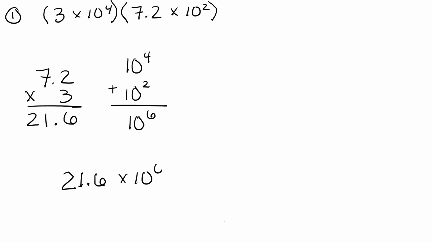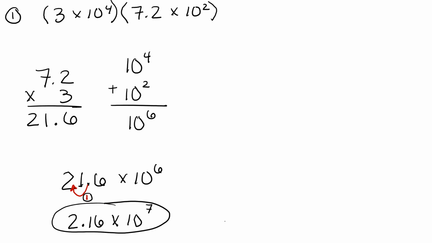Now, when we have this answer, 21.6 times 10 to the 6th power is not in scientific notation. Remember, we always want that decimal to go behind the first number, so we need to move it up one place. 2.16 times 10 to the 7th power is our final answer. Notice that exponent changed when we moved the decimal point up another place value. 2.16 times 10 to the 7th is our final answer.